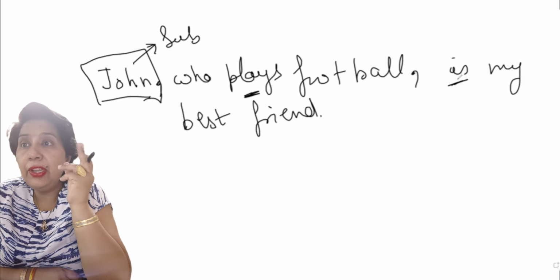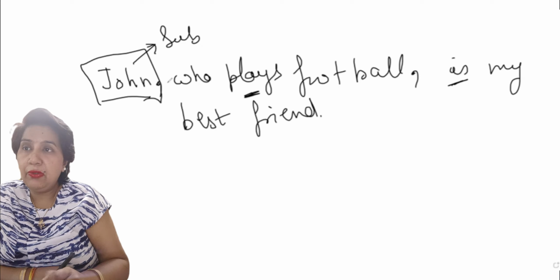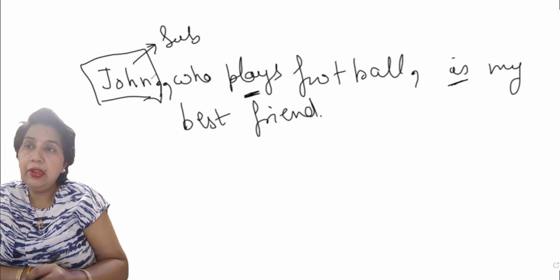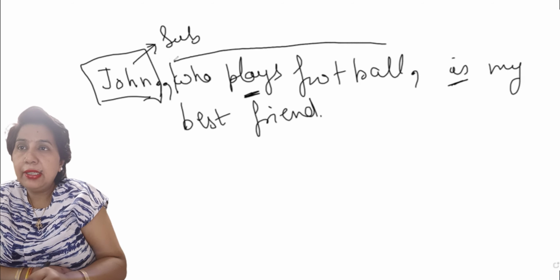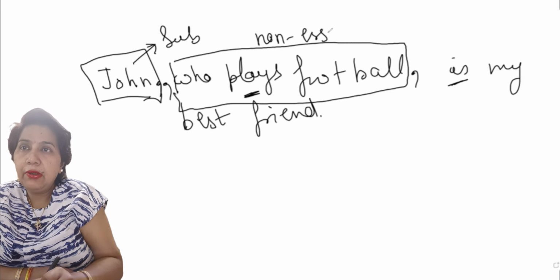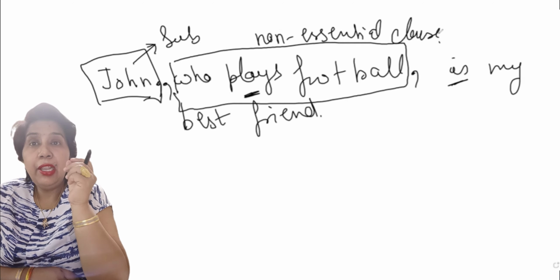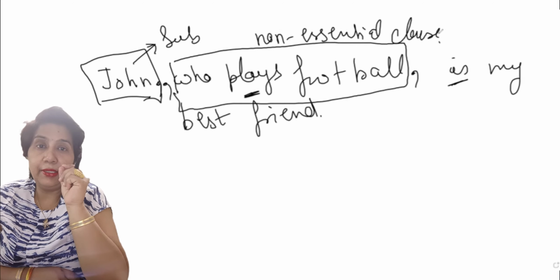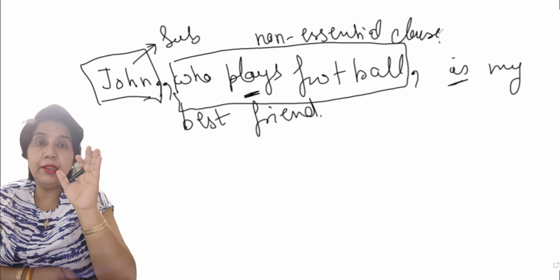So I do not know which verb needs to agree with this, right? Now what you will do is you will say that, okay, can you see a comma here after John? There is a comma here and a comma here. It means that this entire clause is a non-essential clause. And what is a non-essential clause? Something which is not required by the sentence. That means if it is deleted or taken out of the sentence, it still makes perfect grammatical sense.